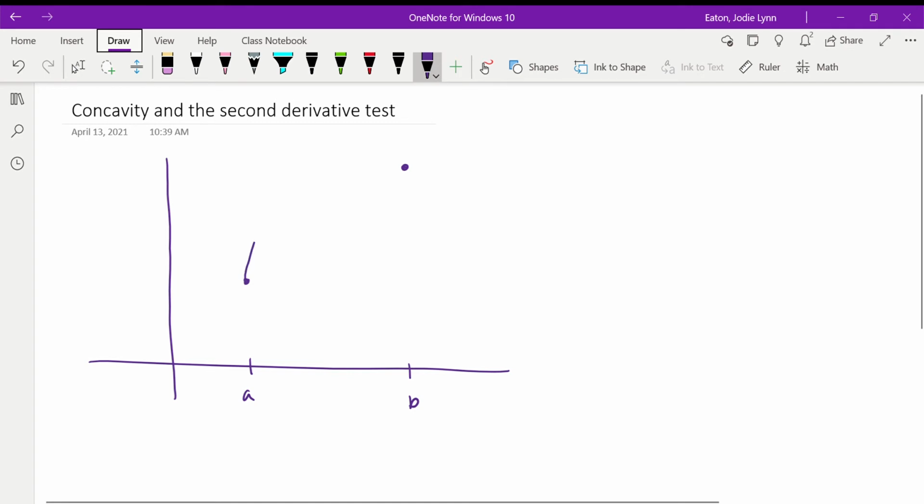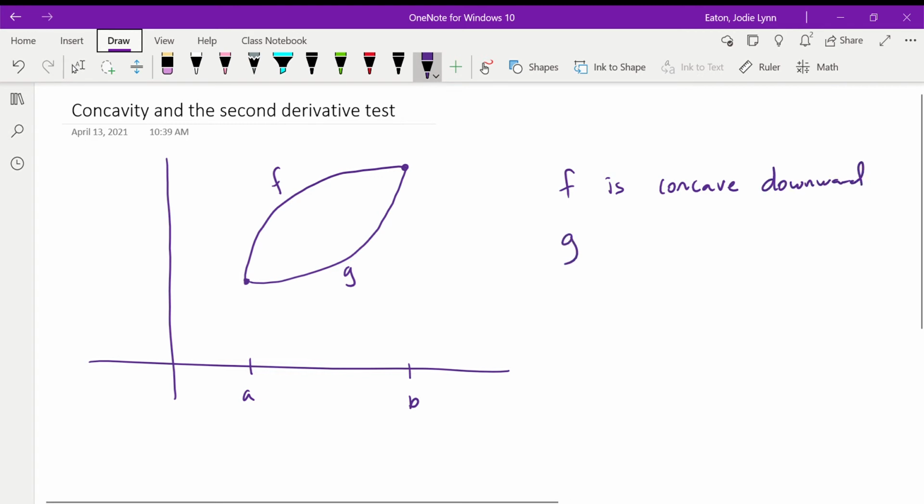So I'm going to give you a couple of different options. Let's say this is F and this is G. So F is one option, G is one option. They kind of make an I looking thing depending on which direction you go. We are going to define F as concave downward, and G as concave upward. F is curving so the curve opens downward, and G is curving so that the curve opens upwards.